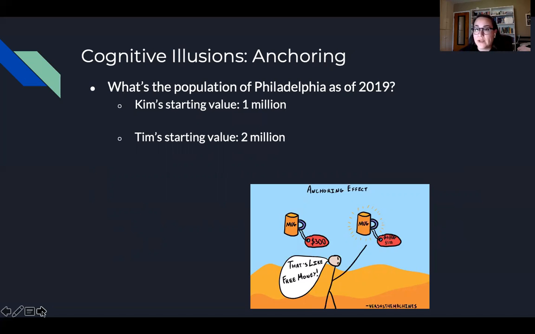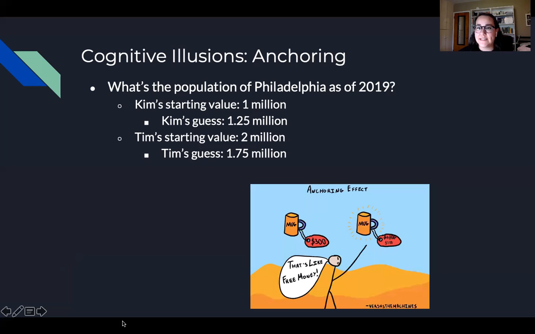But this is a random value. This is just something I choose at random. Let's say I spin a wheel and Kim and Tim know that I've chosen this at random. So I spin the wheel and I say, okay, Kim, your starting value for trying to come up with this estimate is $1 million. And Tim, your starting value is $2 million. And if they are like most research participants in a study that was carried out by Tversky and Kahneman in 1973, Kim will guess 1.25 million people, and Tim will guess 1.75.